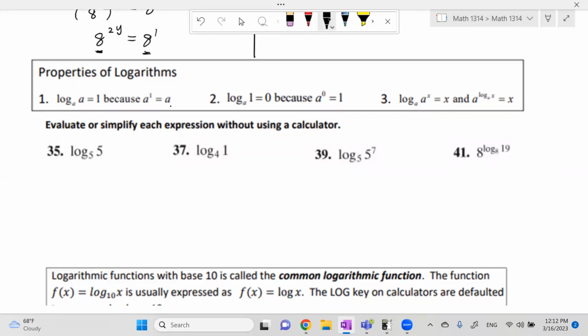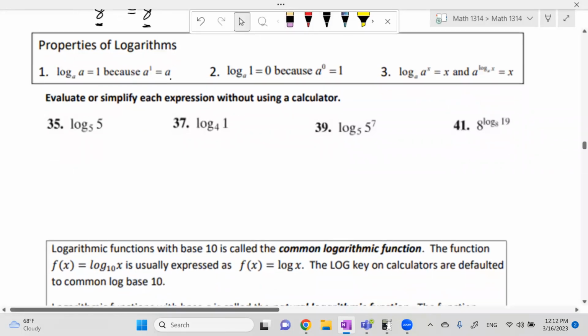Next property, if we have a to the log base a of x, that's x. You can cross out the base a and the log base a. Then you have x left. All right, let's use the properties to solve these 4 examples.